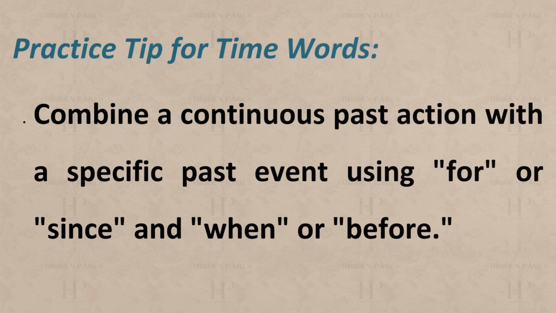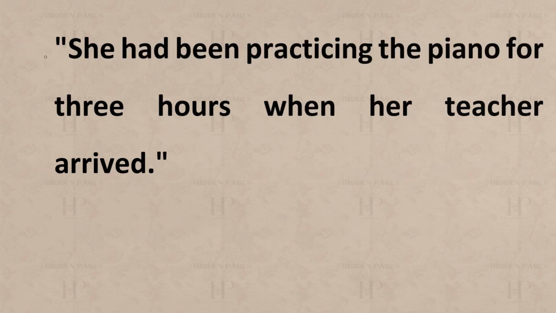Practice tip for time words. Combine a continuous past action with a specific past event using for or since and when or before. She had been practicing the piano for 3 hours when her teacher arrived.